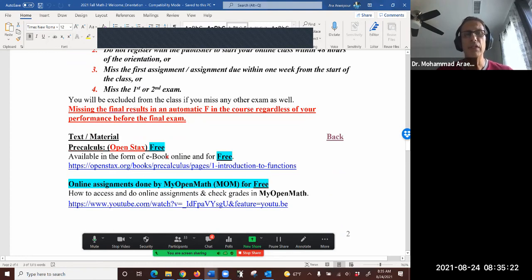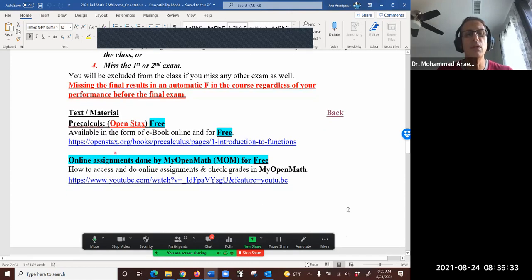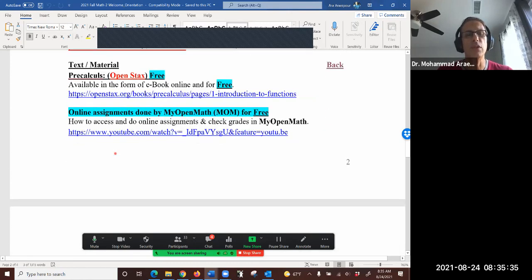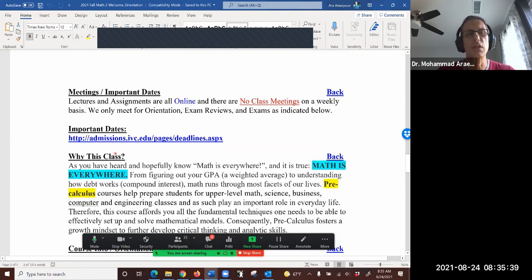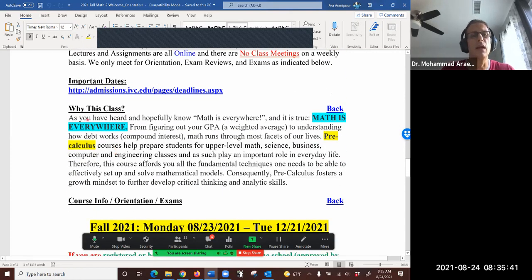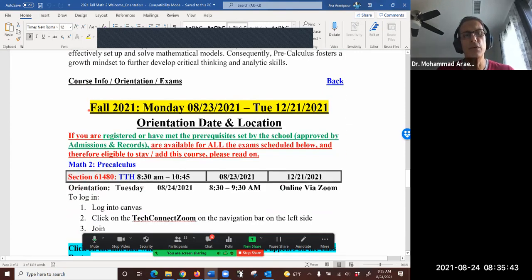I truly believe in free education. That's why the text that I'm using is from OpenStax, which is free, and the digital homework is with my OpenMath, which is also free. And I put some more information such as important dates, and so on and so forth.